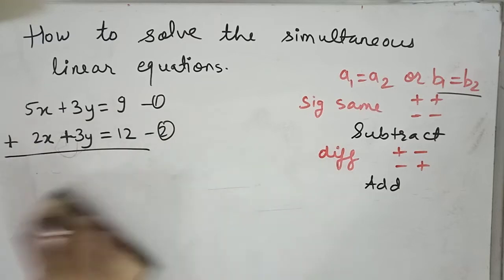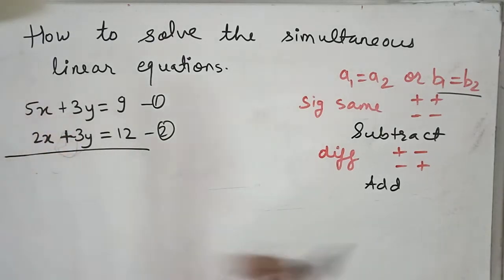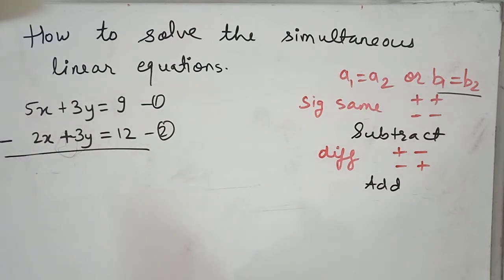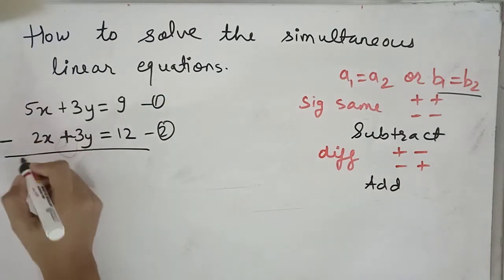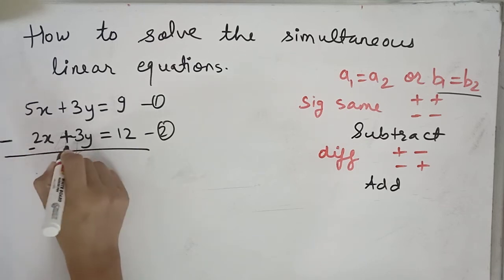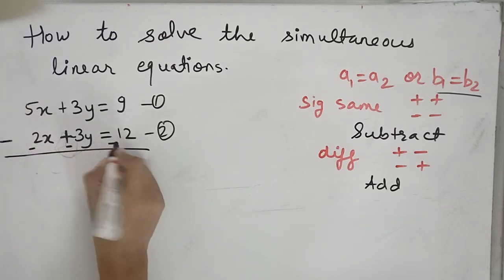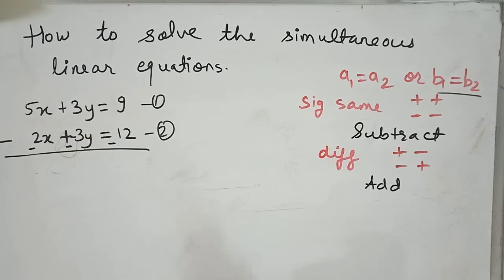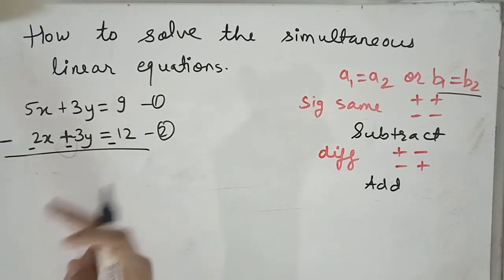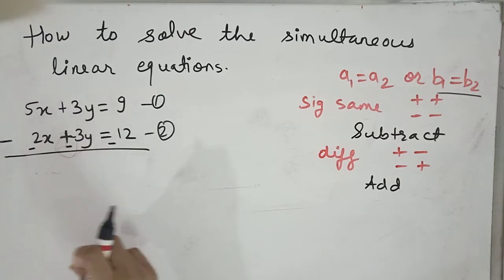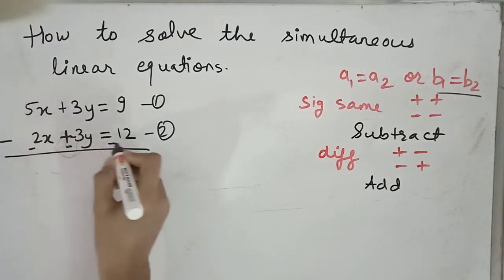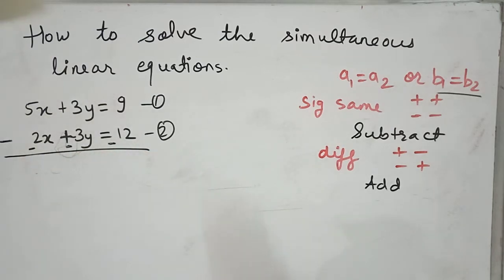Now the signs of both the variables are the same, so we will do a subtraction. We will subtract both the equations. When we are subtracting the equation, we have to change all the signs of the second equation. If it is plus, we will make it minus. If it is minus, we will make it plus. Here all the signs are plus, so we will make all the signs minus.